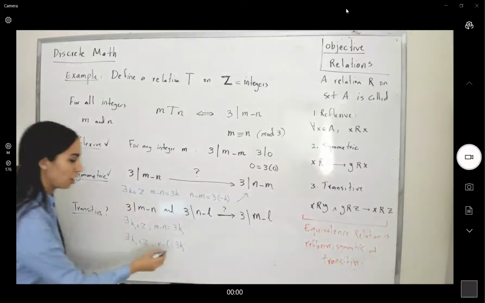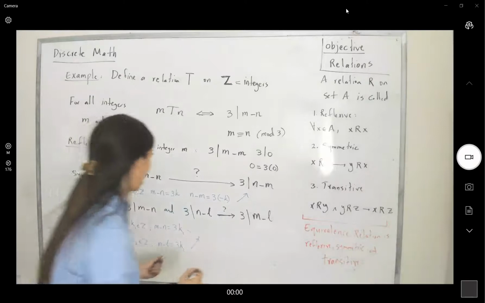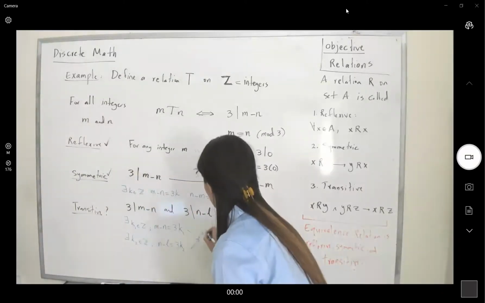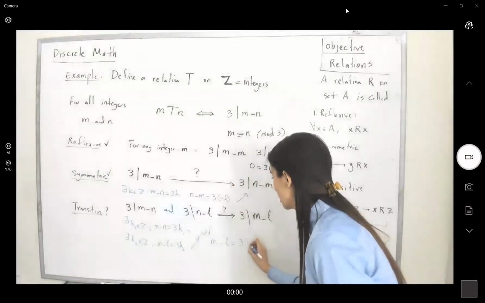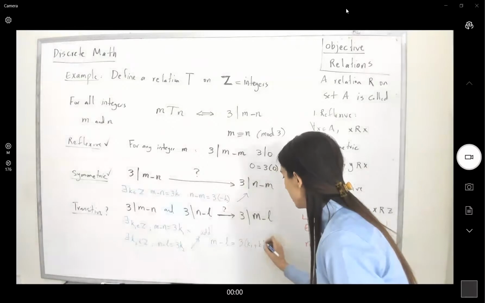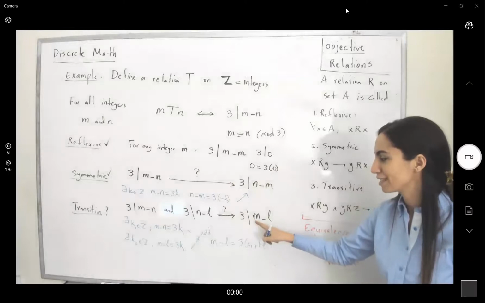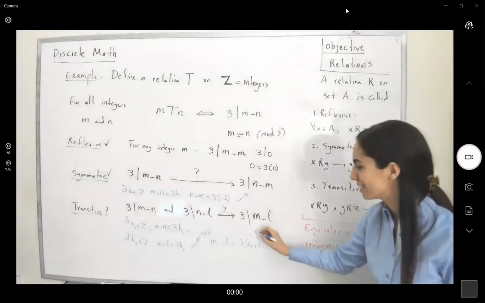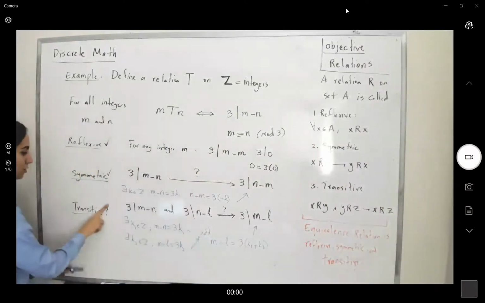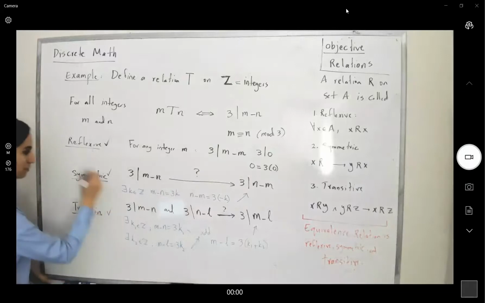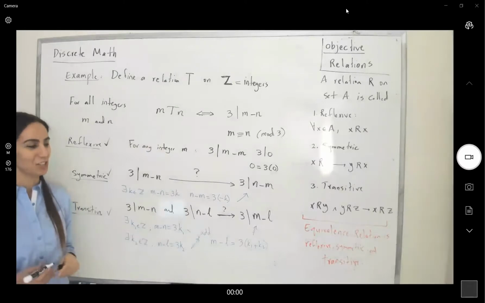What I'm going to do is add these together. If I add these two, I get m minus l equals 3 times k1 plus k2. This is another integer. It means that 3 divides the difference between m and l. So this is also true. So this relation is an equivalence relation.